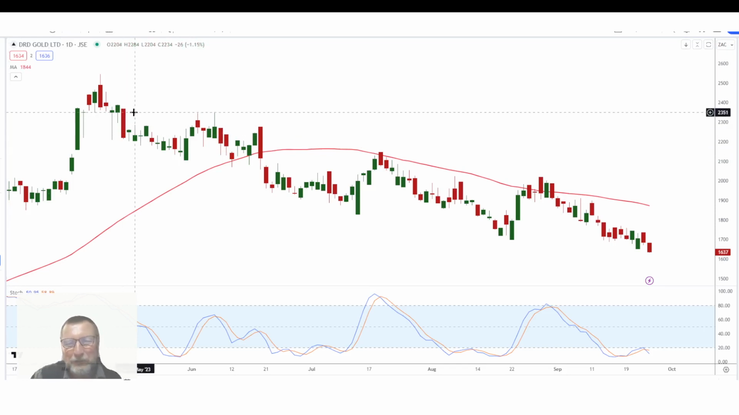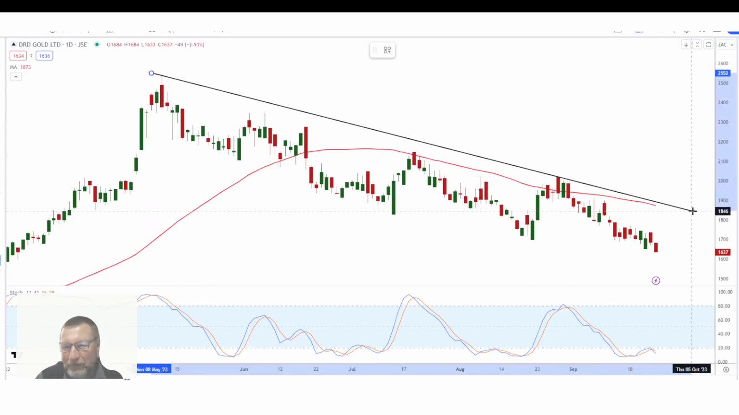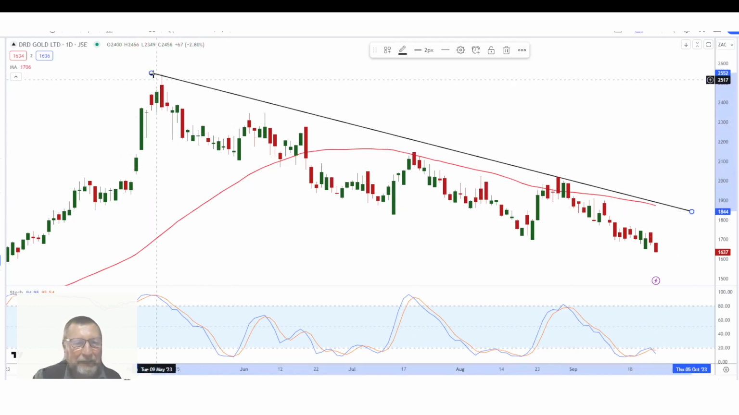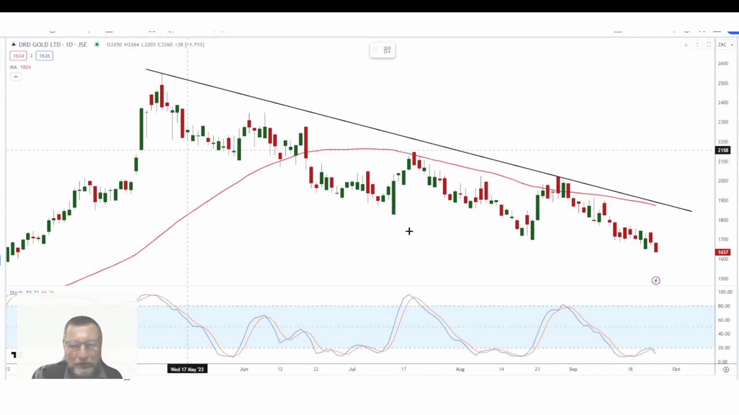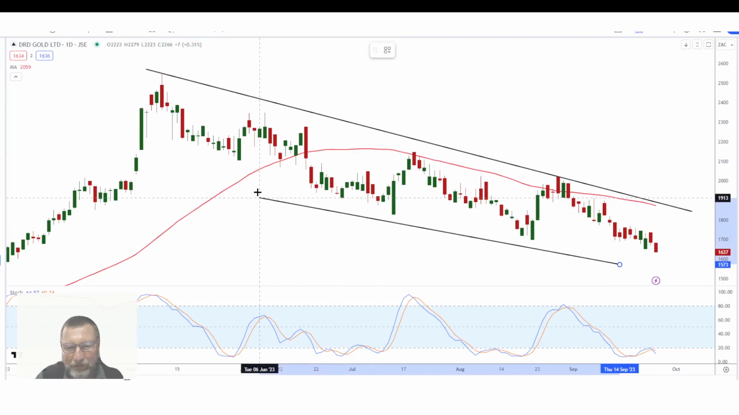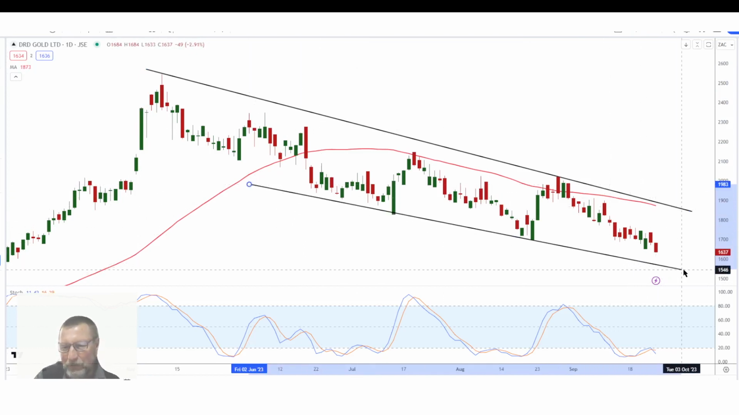The first chart that we're going to look at is Durban Road. That is now the 50-day moving average. It just shows you that the momentum is still clearly to the downside. I want to show you that we are trapped within an ugly descending channel here. And this channel is slowly but surely working its way into a falling wedge.